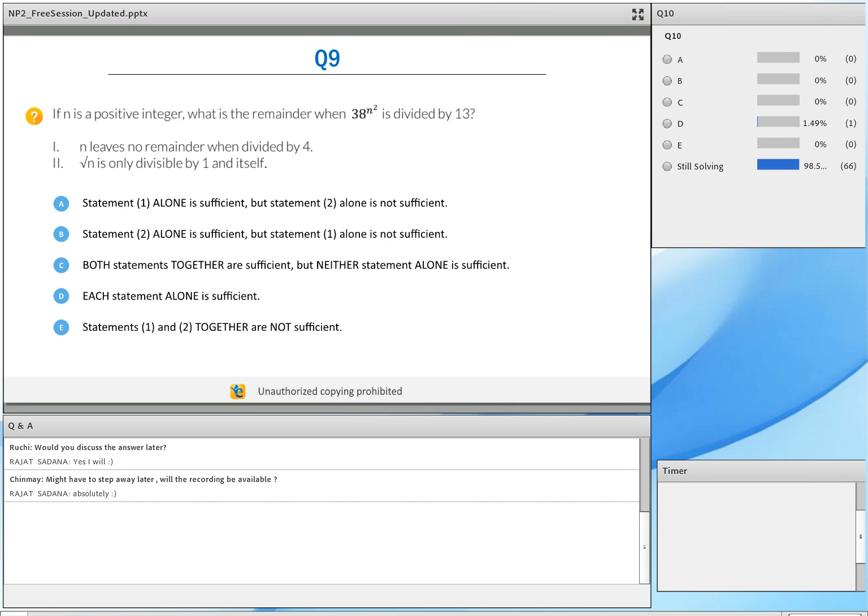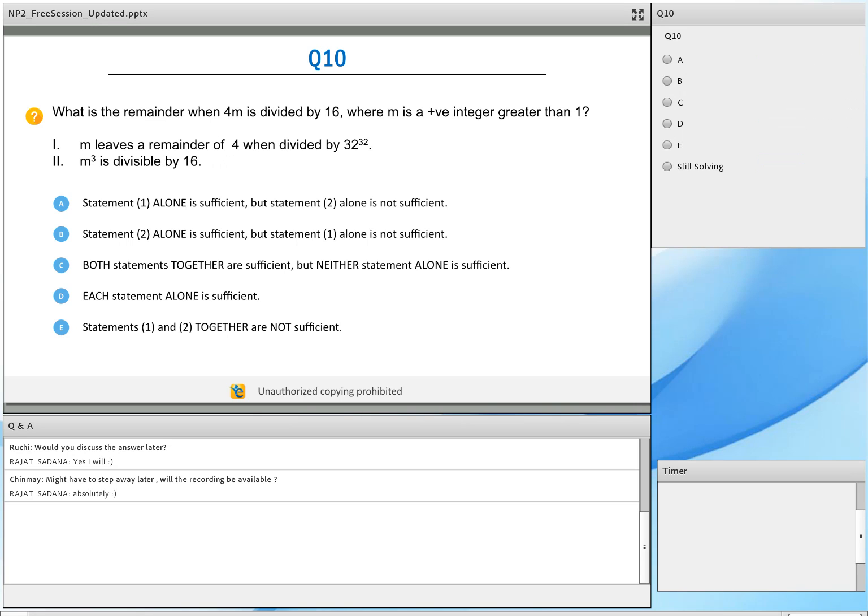All right, let me clear my timer. 0% done. 84 of you have said still solving. I want 120 of you to say still solving. Okay, 3, 2, oh, perfect. Let's get here.